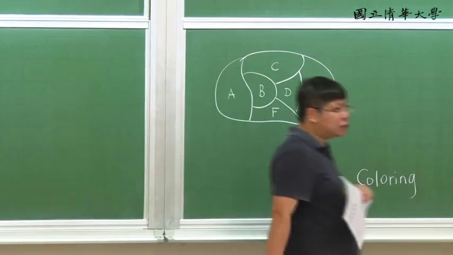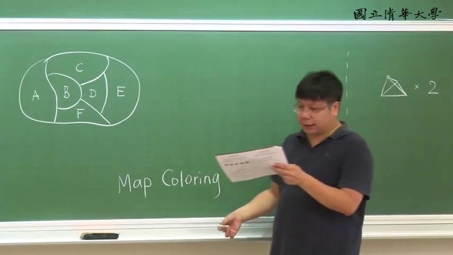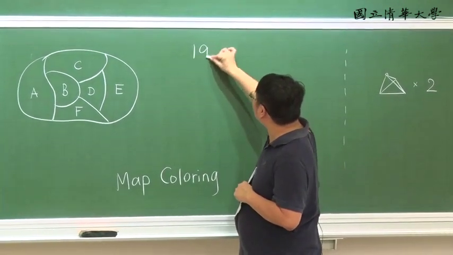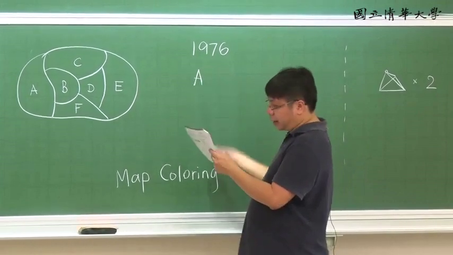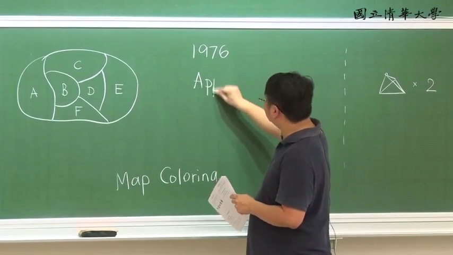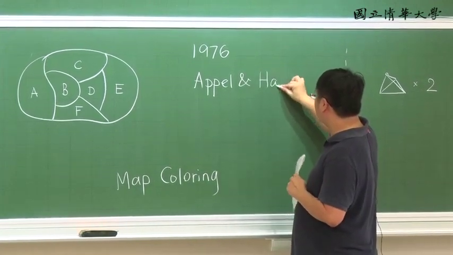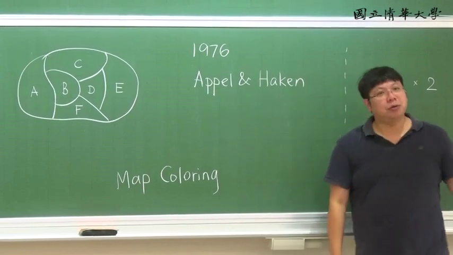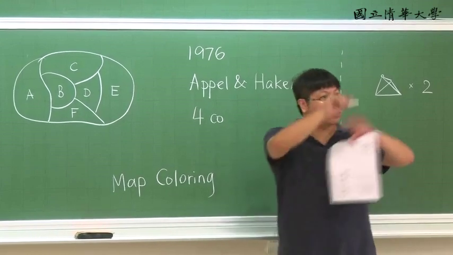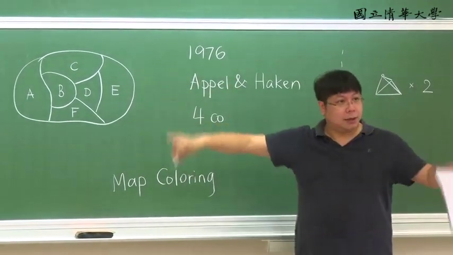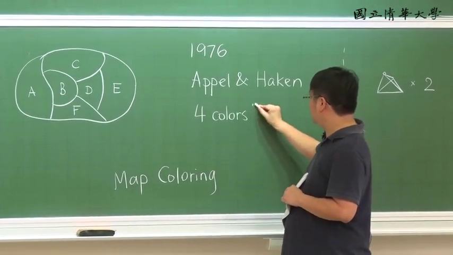So what is the minimum number of colors that we need to color a map? We assume that this map is drawn on a plane. In 1976, these 2 persons, Appel and Haken, have shown that 4 colors is enough. So if a map is drawn on the surface of a plane, 4 colors will be enough.